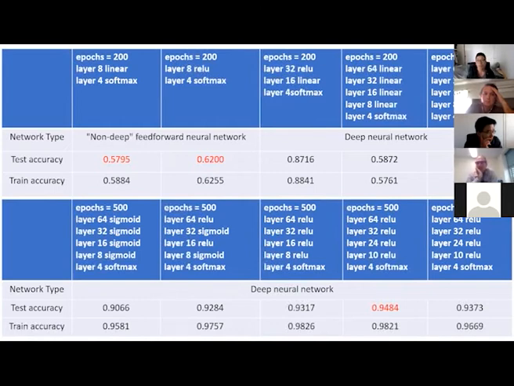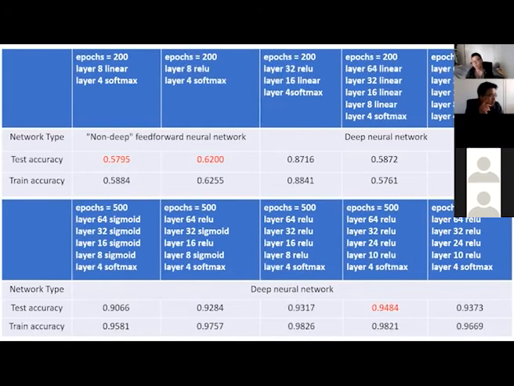And then I try to have more layers and more runs. As we can see at the bottom right, with 500 runs, 4 layers with different neurons and ReLU activation functions, the test accuracy is about 95%.